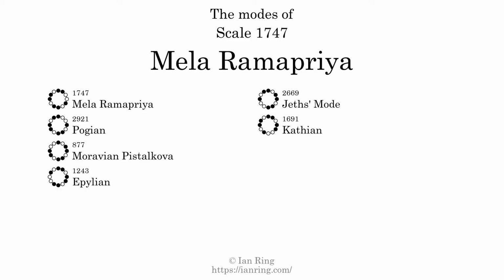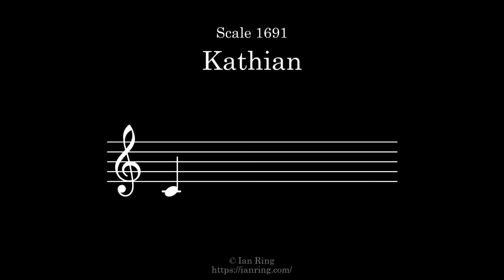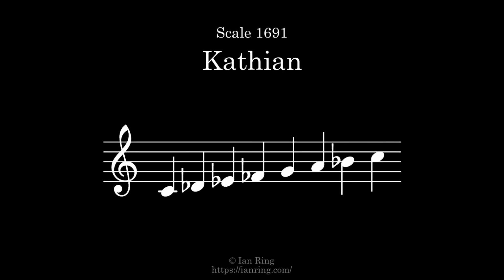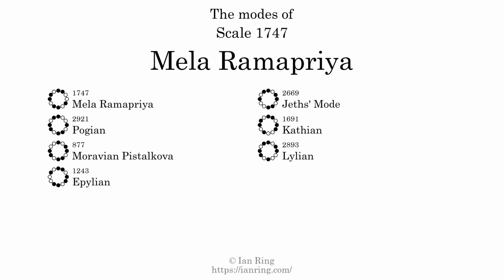The sixth mode is scale 1691, also known as Cathian. It sounds like this. The seventh and last mode is scale 2893, also known as Lillian. It sounds like this.